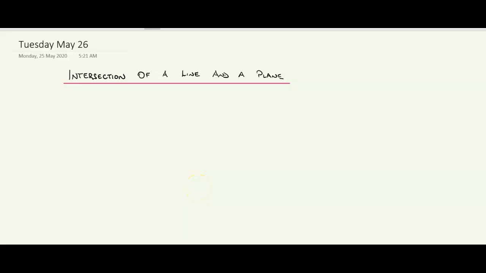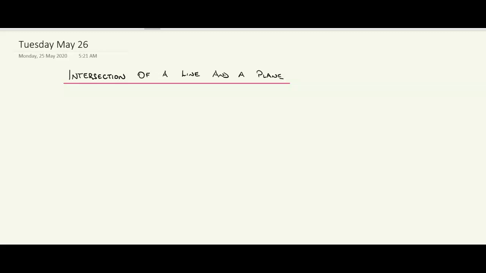Okay, in today's lesson, we're going to look at a couple of things. Firstly, we're going to look at the intersection of a line and a plane. And then I'm going to make a second video, and that's going to look at the distance from a point to a plane, the shortest distance from a point to a plane. So there's two parts to today's lesson, and I'm going to make two videos for that.